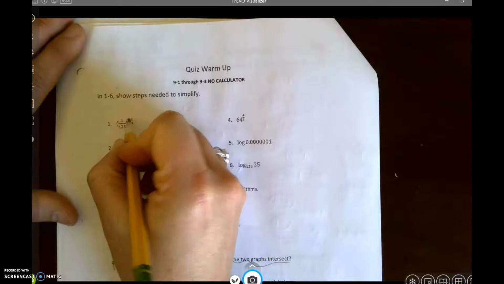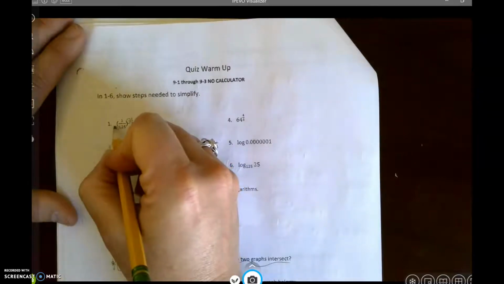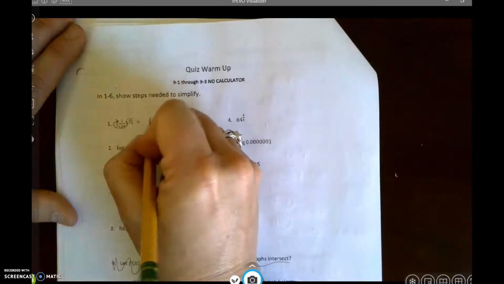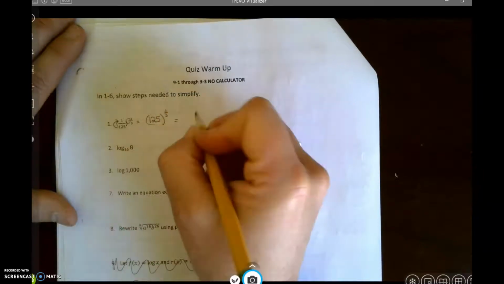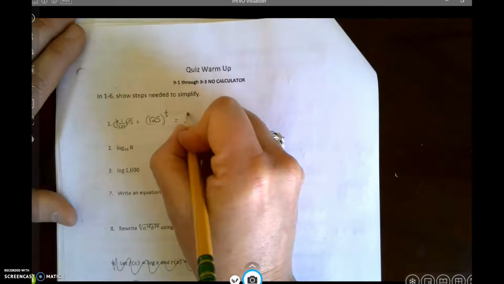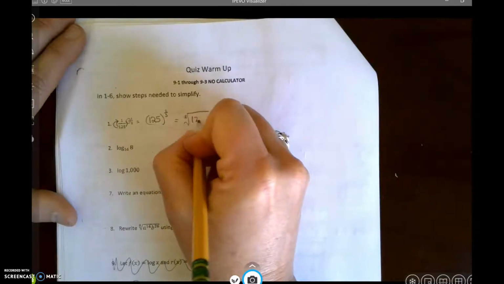Right, so here is the quiz review for sections 9.1 to 9.3. 1/125 to the negative 1/3. Because of that negative exponent, the first thing I'm going to do is cross the line so that I can change the sign of the exponent. And then I'm going to write it with a radical.